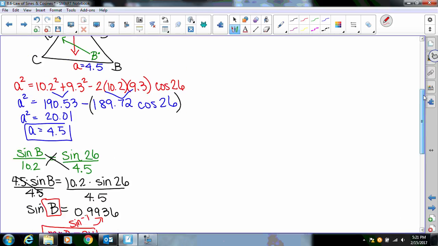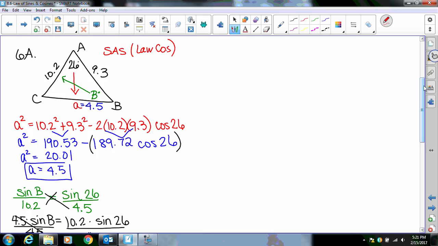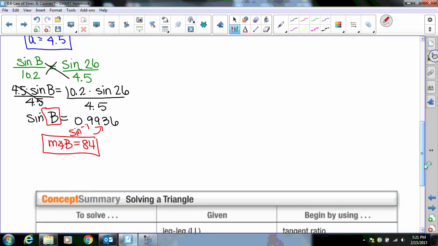And then to find C, you can just add those angles up, subtract from 180. So the measure of angle C would be 70.